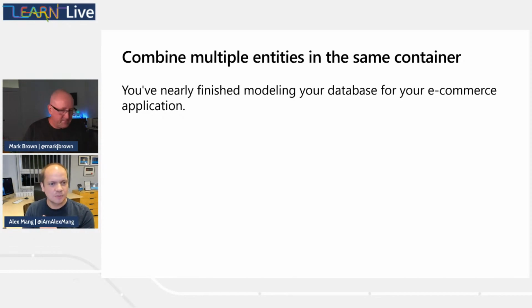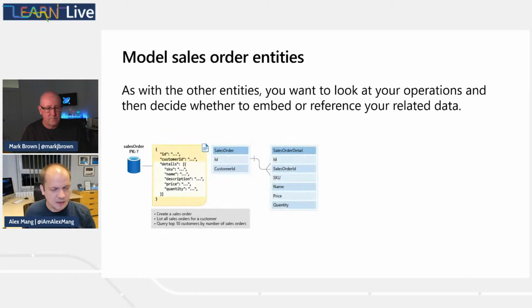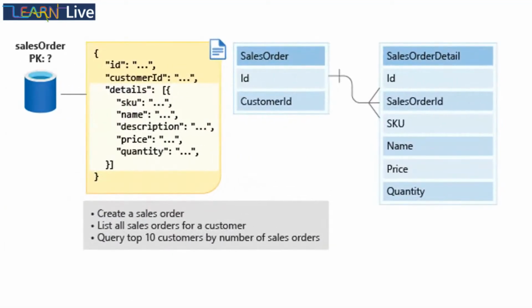But even though you get to the point where you're nearly finished modeling your database for your e-commerce application, there are still some very important concepts to demonstrate. So let's look at the sales order entities. Again, canonical example, e-commerce here. But as with any other entities, you want to look at the operations first. You need to understand your business logic and the overall requirements that you have. And then you would decide whether to embed or reference your related data.